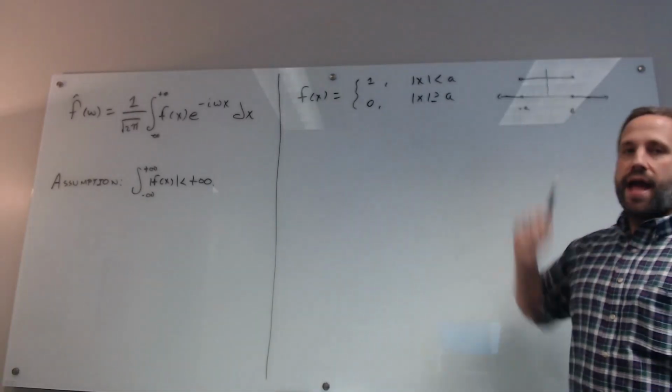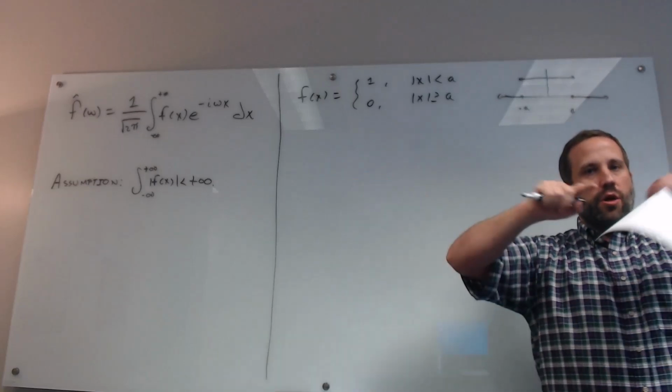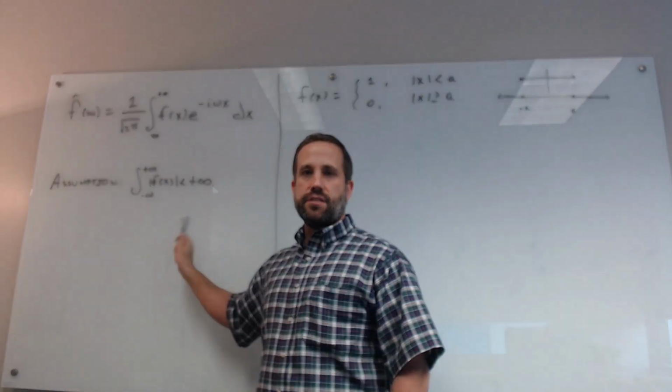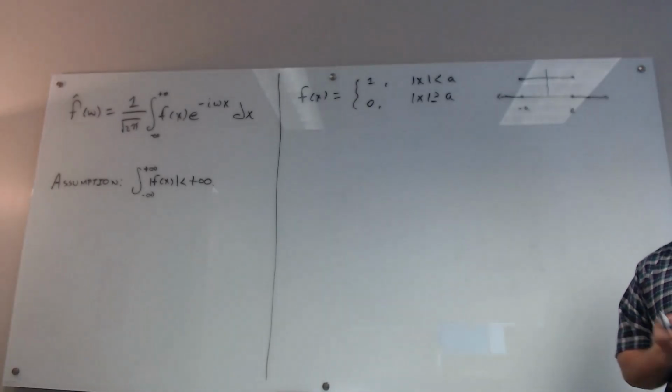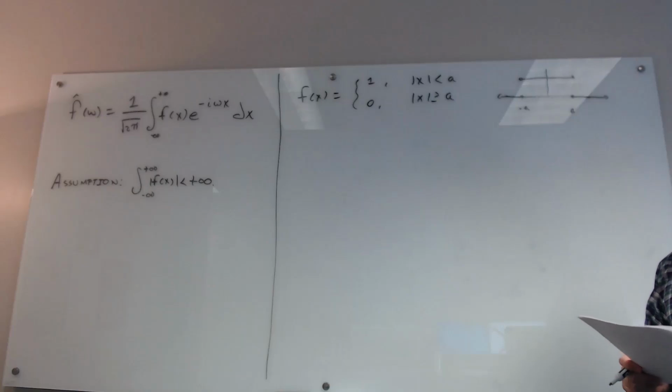Now, in the case where a is equal to infinity, we have the function that's equal to 1 for x going from minus infinity to positive infinity. It clearly does not satisfy this assumption, but we'll see a little bit later on how we can still reasonably define the Fourier transform of that. At any rate, let's look at this function and find the Fourier transform of it.